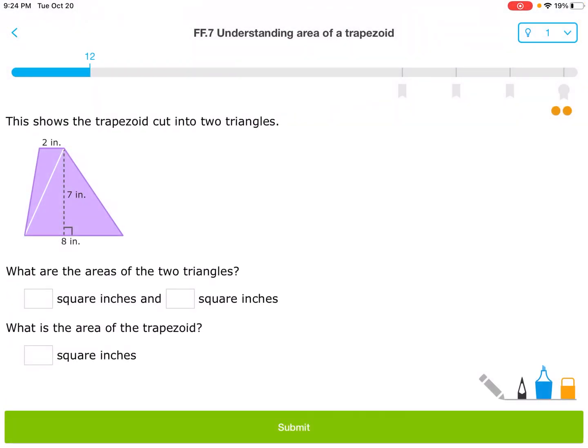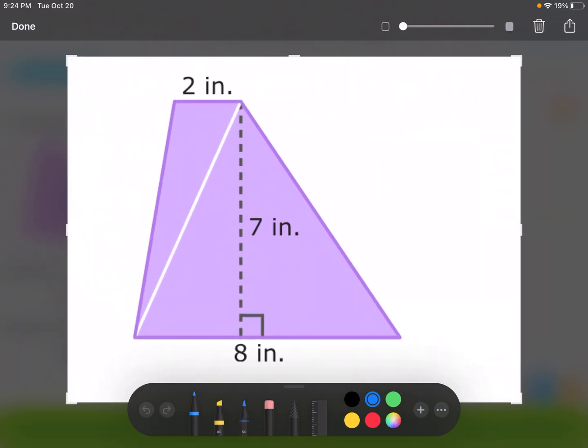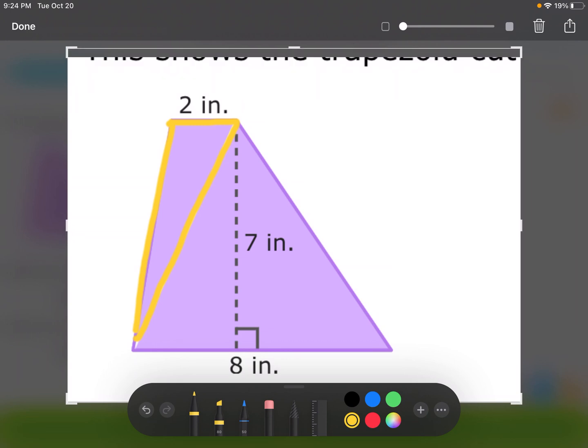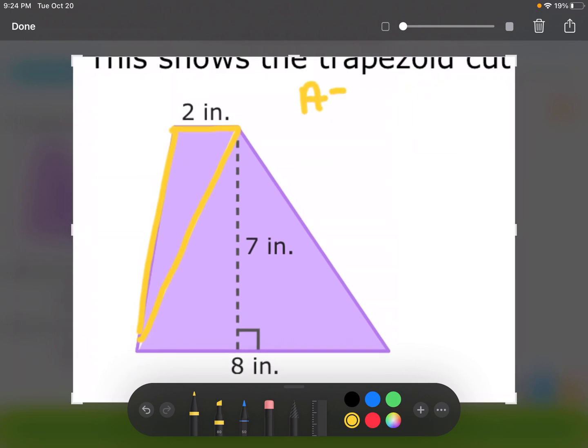Now what you need to do is, they've given you actual measurements of the sides. So we need to figure out what the area is of those two triangles. I'm going to focus in on the first one. I'm going to outline it in yellow. So remember, area of a triangle is base times height divided by 2.